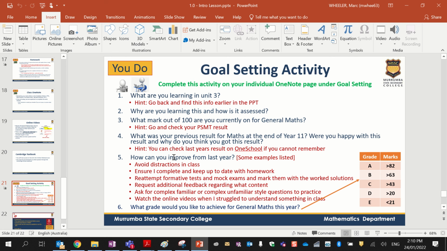I guess the most important ones are 5 and 6. How can you improve from last year? I've given you some suggestions there, so feel free to pick a couple of those, or you might have your own suggestion. And number 6 is, what grade do you want to achieve? A couple of you have new teachers, so they might need to know if you're happy with a C and that's all you want, so they're aware. Or if you want to get an A and you're more of a B, at least they'll know that they need to push you. So let us know your goals.